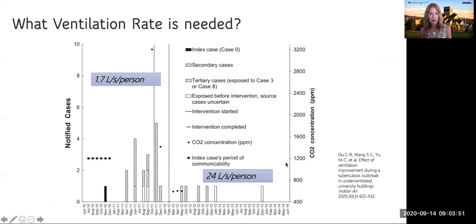In this outbreak of tuberculosis in university buildings, what was shown was that the outbreak was happening in buildings that had 1.7 liters per second per person air supply, and that the carbon dioxide within these buildings had built up to at least 1,200 parts per million CO2 indoors on average. And after engineering the ventilation system to increase the outdoor air supply to 24 liters per second per person, the carbon dioxide levels averaged around 600, and the outbreak of tuberculosis came to a stop.